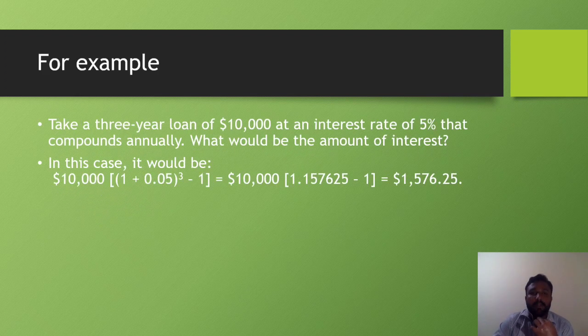For example, take a 3-year loan of 10,000 at an interest rate of 5% that compounds annually. What will be the amount of interest? In this case, it would be 10,000 as our principal amount and 1 plus 5%. So 5 divided by 100, we get 0.05, and n is equal to 3, as it is a 3-year loan. So we get 10,000 multiplied by 1.157625 minus 1. So our answer is 1576.25.